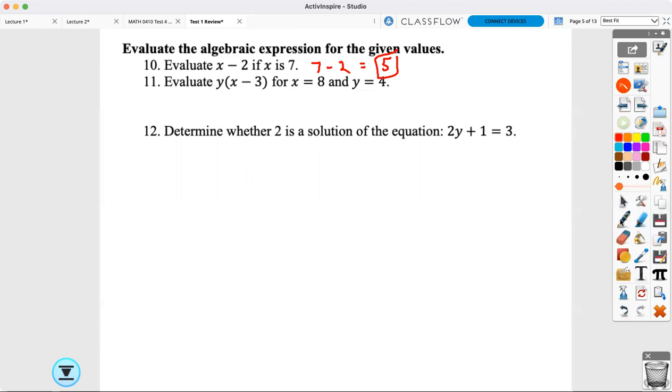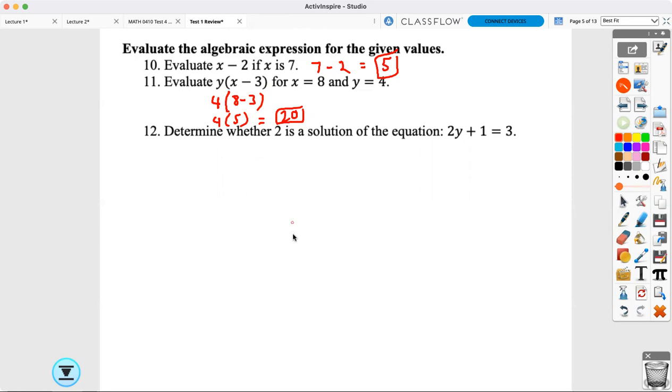For number 11, anyone want to share what we do for 11? You plug in. Yeah, what do we get? What do we plug in for what? And what do we get when we plug it in? For y is gonna be 4. And for x is gonna be 8. Good, like this. And now we simplify, right? We do parentheses first. 8 minus 3 is 5. 4 times 5 is equal to what? 20. Thank you, Joshua.